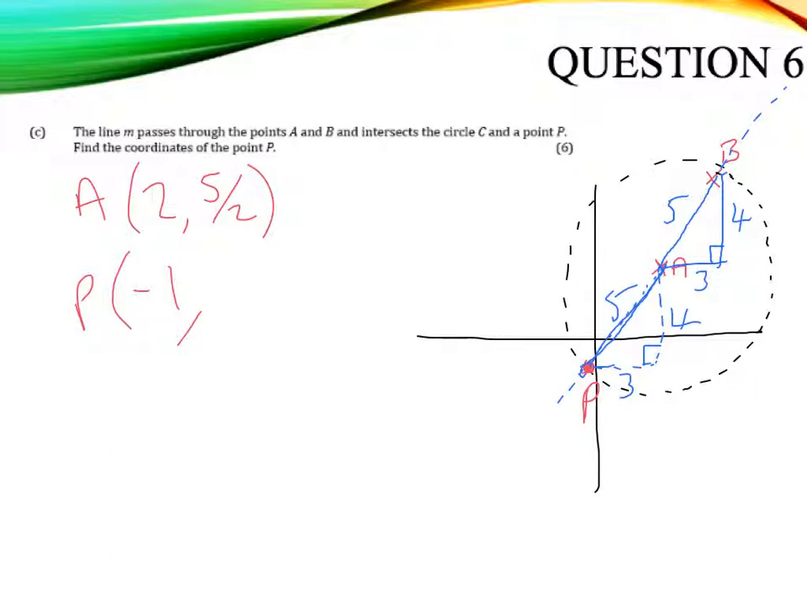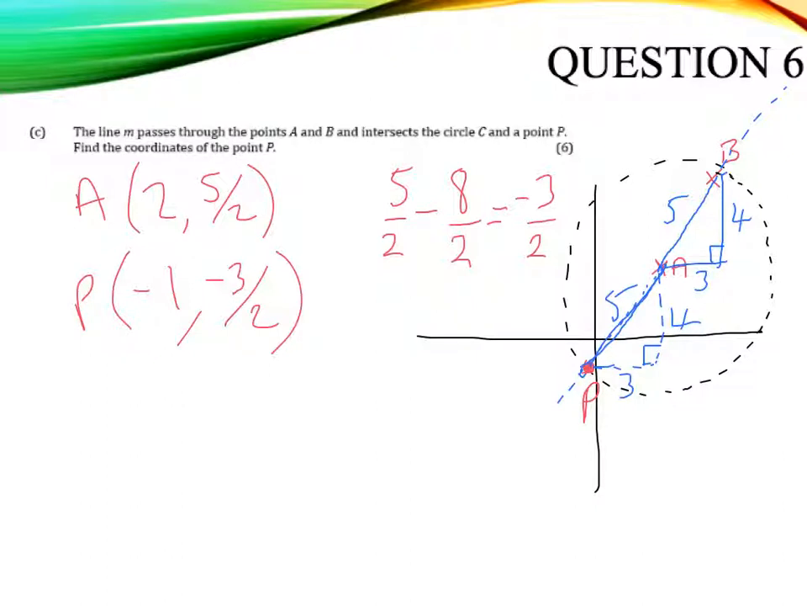So we can take 4 away from this 2.5 here. Now, at this point you might want to be a little bit careful, because what you're actually doing is 5 over 2 minus 8 over 2, which is going to give you minus 3 over 2. Okay, so yes, be a little bit careful at that point, but we've got minus 3 over 2. So the point P is minus 1, minus 3 over 2.